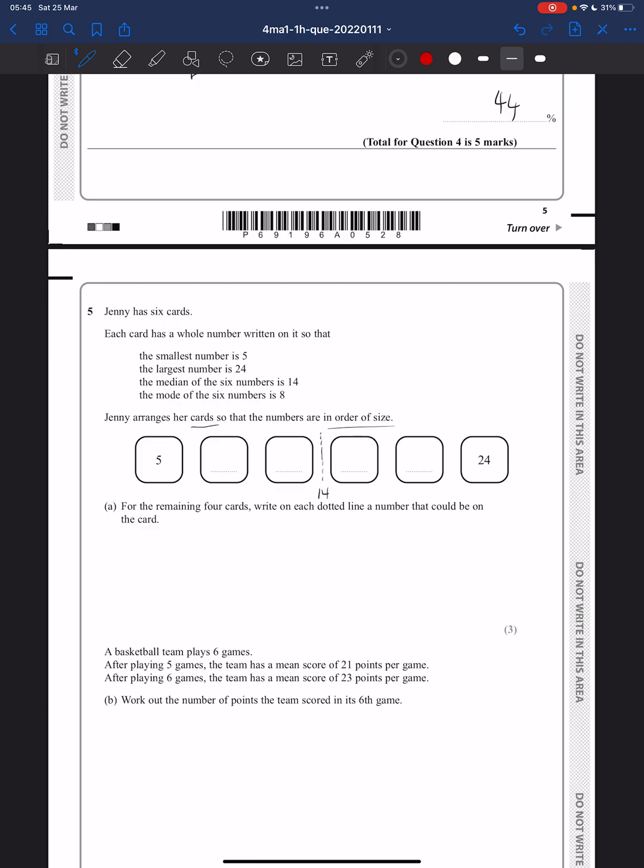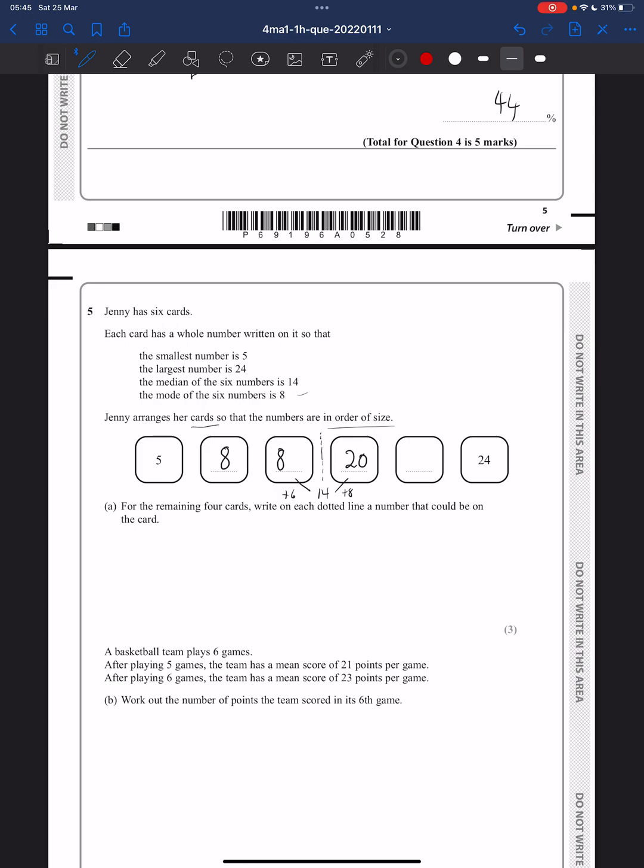So we need to have, for the remaining 4 cards, right on each dotted line, a number that could be on the card. So because they're in order of size, these 8s have to be to the left. We want at least 2. Now we don't want to put another 8 there because then the median can't be 14. So if we're going to go from 8 to 14 to there, look, that's plus 6. So we're going to do plus 6 there. So that has to be 20.